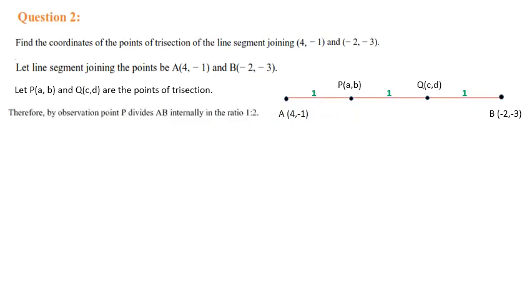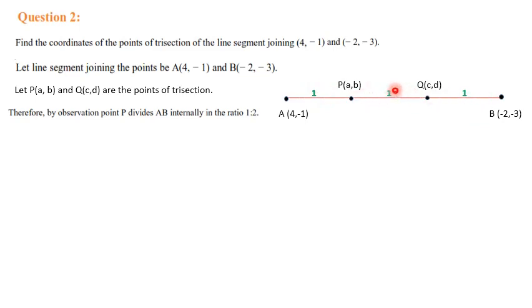Now, from the given diagram, we can observe that the point P is dividing AB in the ratio 1:2. I am taking only P and just leaving Q. So at present Q is not there, only P is there. That means A, P and B are the points. So when you look at the diagram, AP is one piece and PB is two pieces.